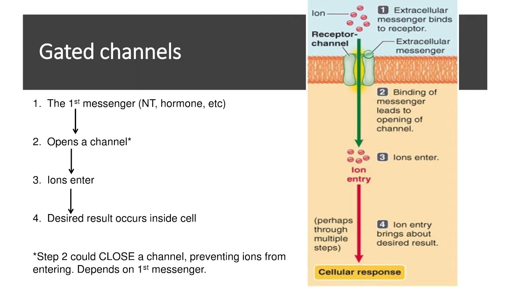Just remember though, maybe this first messenger and receptor complex, maybe what it does is it closes a channel, preventing ions from entering. Maybe it opens a channel and ions leave, right? As in the case of potassium. So lots of different things can happen here. And again, that really just depends on the specificity of the type of first messenger and its receptor.